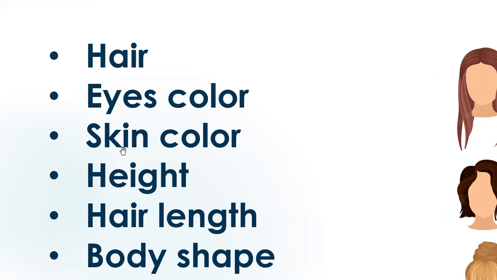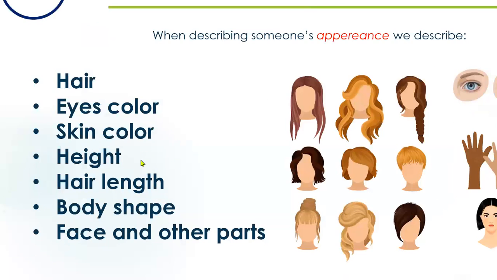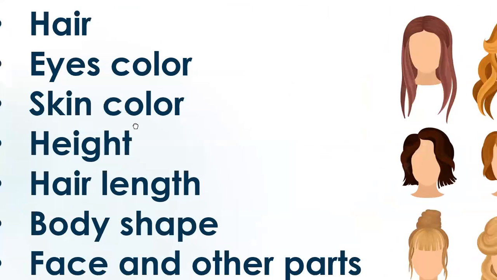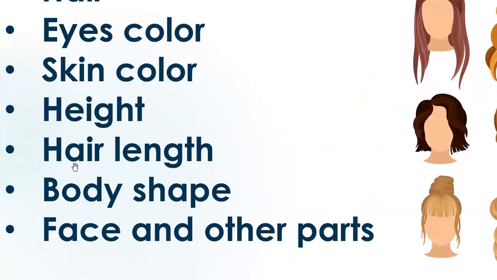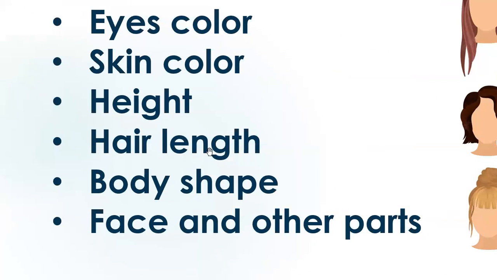Skin color. The skin color. Color de la piel. What else? Height. Pronunciation is a height. What is a height? ¿Qué es a height? Altura. A estatura, correct. The height. Very good. Height. What else? Hair length. Hair. What is hair length? Check. Es el pelo, el largo del cabello. El largo, correct. Yes. Hair length.